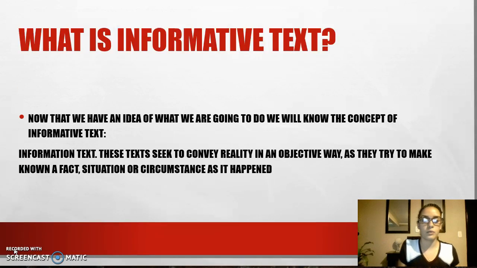Now that we have an idea of what we are going to do, we will learn the concept of informative text, or information text. These texts seek to convey reality in an objective way, as they try to make known a fact, situation, or circumstance as it happened.